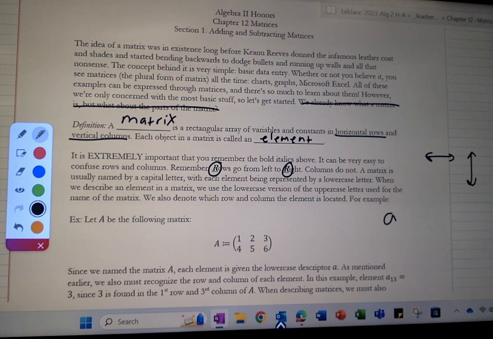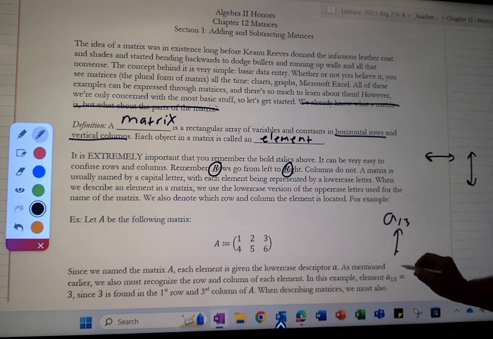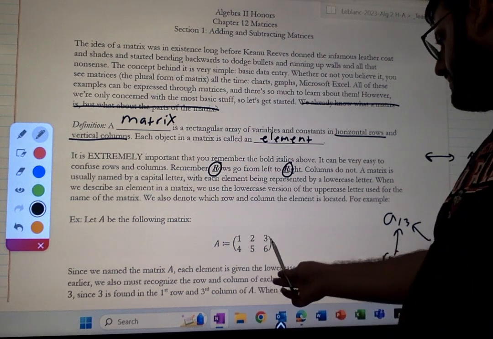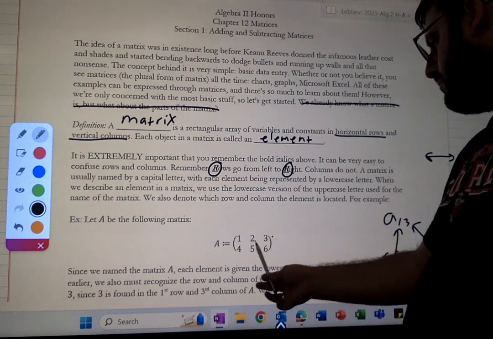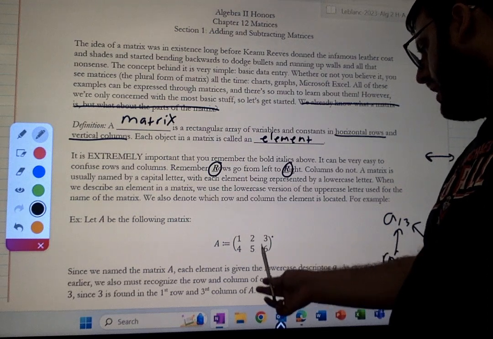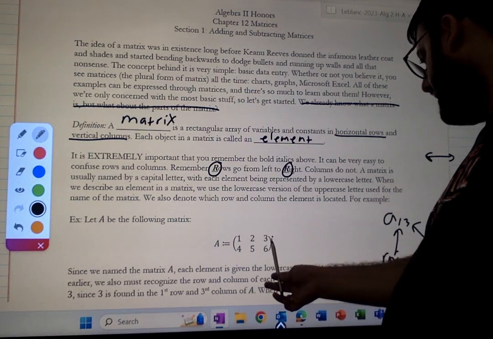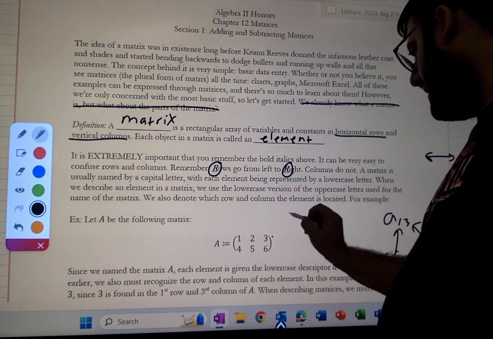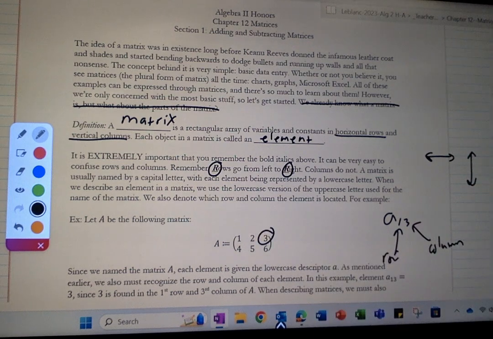So if I wanted to find a1,3, the 1 tells me the row, the 3 tells me the column. If I look in the first row, row 1, row 2, column 1, column 2, column 3, so row 1, column 3: 1, 2, 3. That's this element right here. So it's 3, because 3 is found in the first row and third column of A.